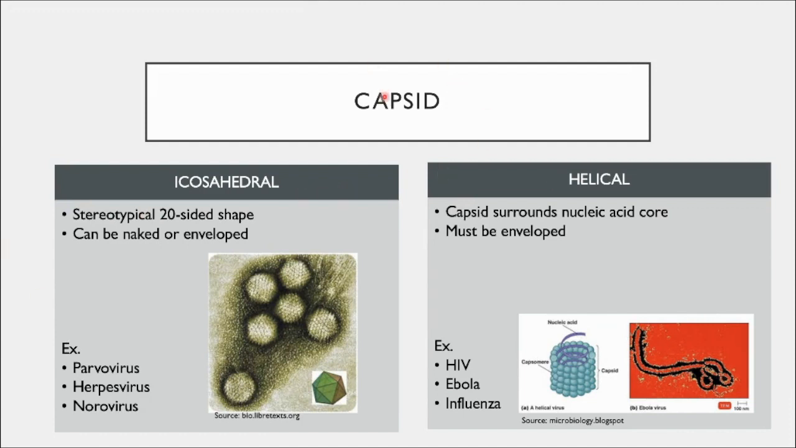So first we're going to talk about the capsid. So you have either the icosahedral or the helical capsid. This is your 20-sided shape, can be naked or enveloped. Examples include parvo, herpes, noro. Helical viruses, on the other hand, must be enveloped. And the reason for that is this helical formation has no structural stability whatsoever, so it needs some kind of envelope to keep it from just becoming a coiled mess. These are going to be a lot of your more fluid or bloodborne viruses, such as HIV, Ebola, and influenza.